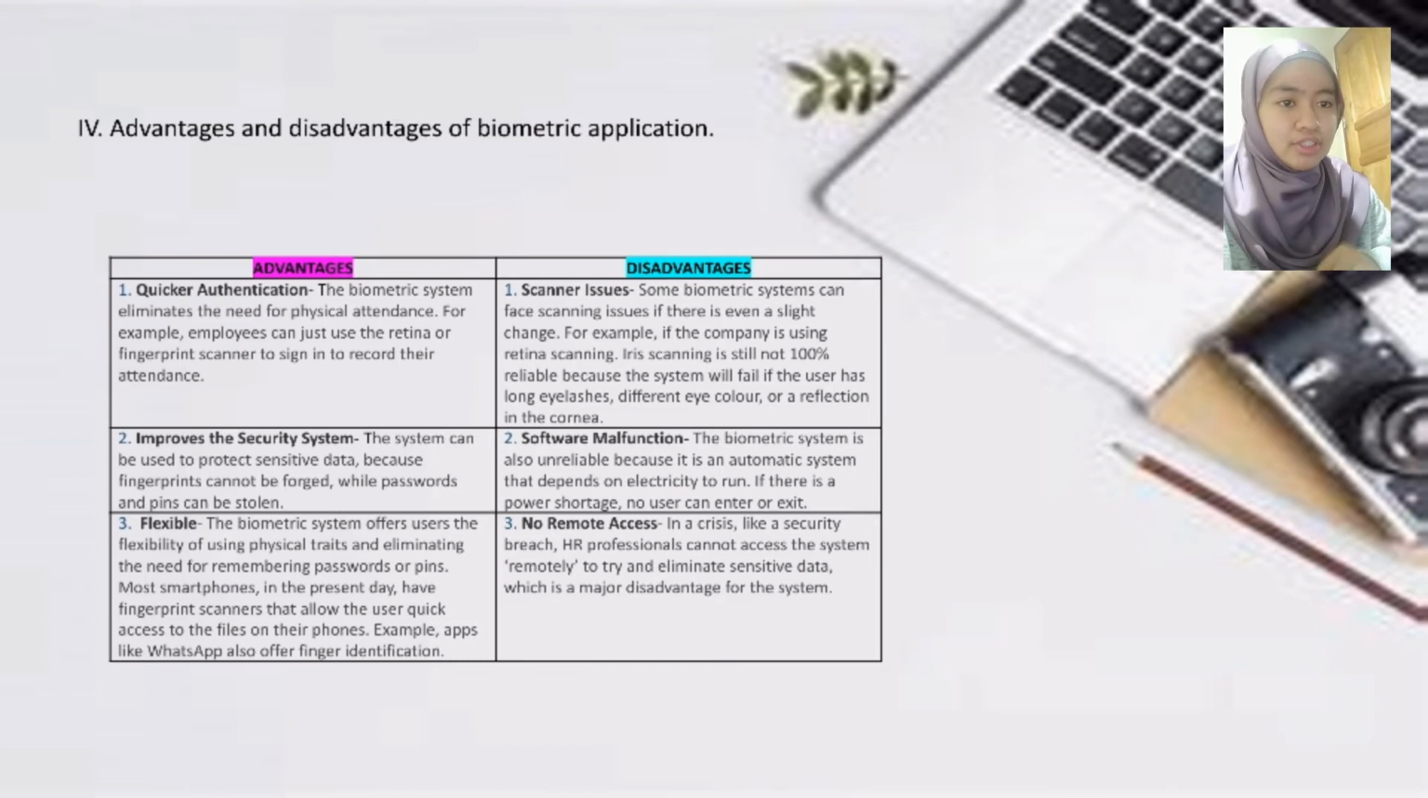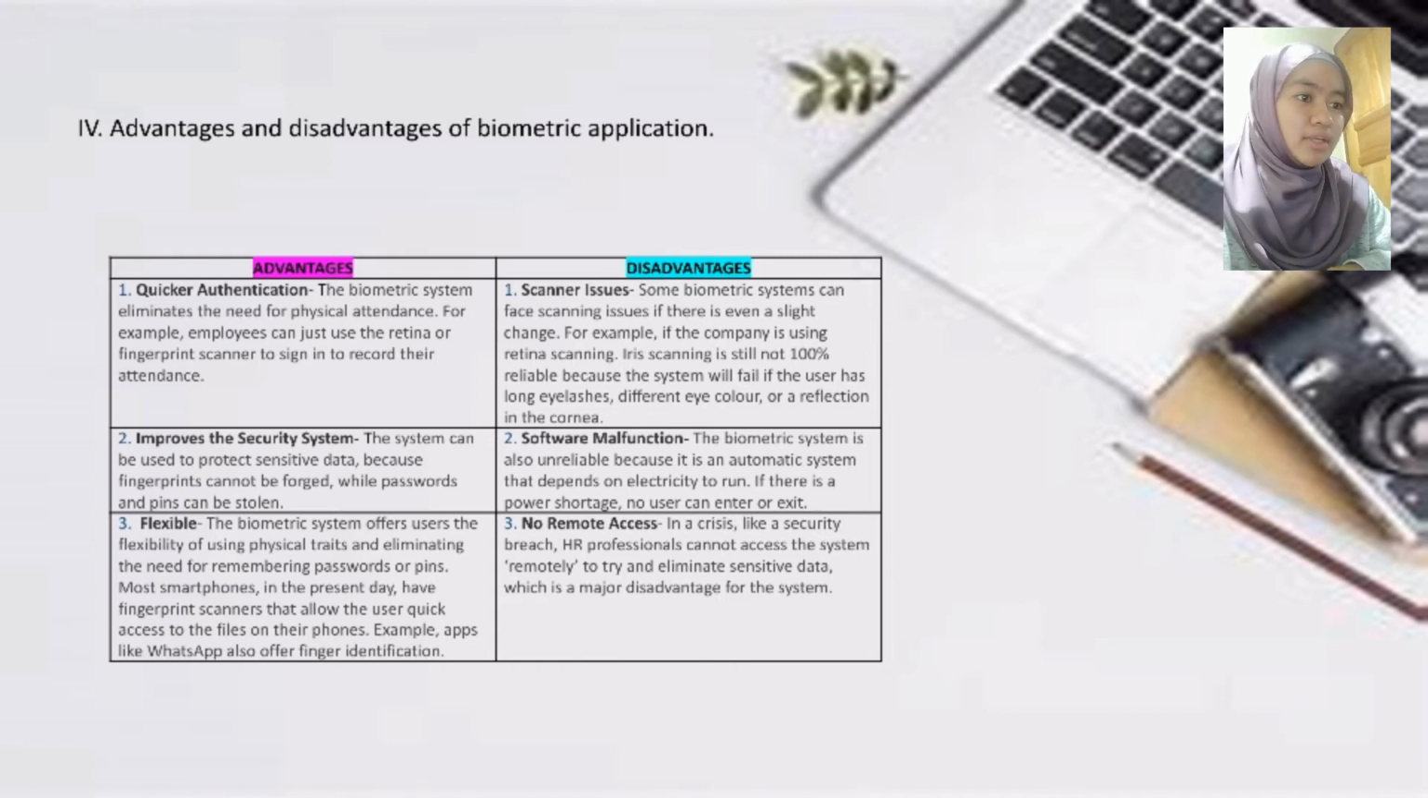Second advantage is improved security system. The system can be used to protect sensitive data because fingerprints cannot be forgotten while passwords and PINs can be stolen. Second disadvantage is software malfunction.